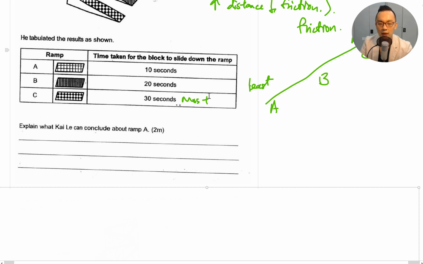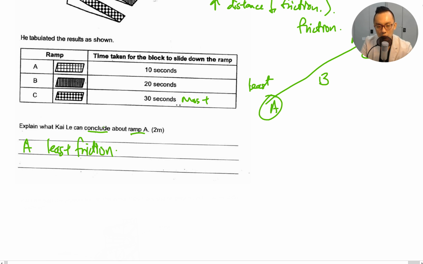So what can Kyler conclude about ramp A? So what can he say about ramp A? There are a few things. So ramp A is over here. So ramp A has the least friction. All right. So when I see the word explain, what can Kyler conclude, or what can I say about this? So basically, with the least friction, what other things can I assume about this ramp? So if it has the least friction, I can also assume it is the smoothest among all.